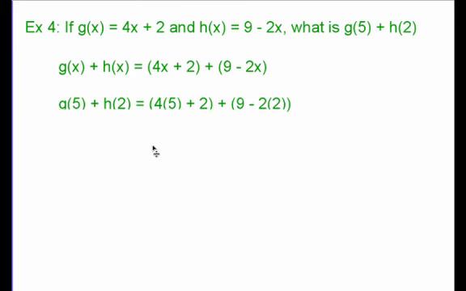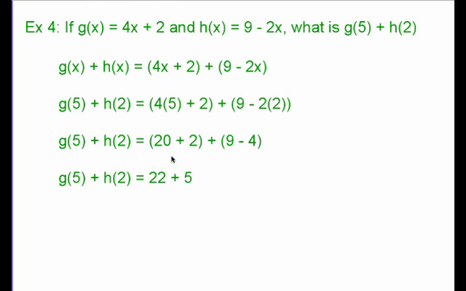All right, so now all I need to do is plug in my values. For g of 5, wherever I see x in my g part here, I'm going to plug in 5, so 4 times 5 plus 2. And then I have h of 2, so in this x I'm going to plug in a 2. And now I'm just going to work these out. 4 times 5 is 20, 2 times 2 is 4. 20 plus 2 is 22, 9 minus 4 is 5, and 22 plus 5 is 27. So whenever we have a problem like this, we're going to evaluate the first function, evaluate the second function, and then at the end, add them together.